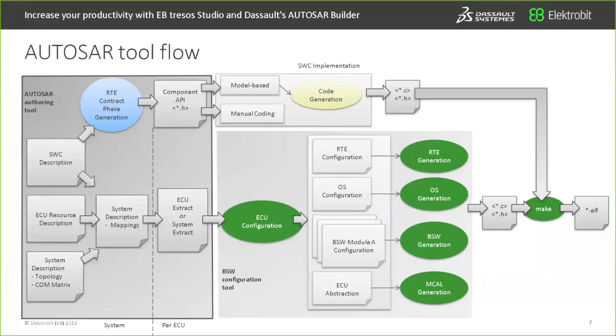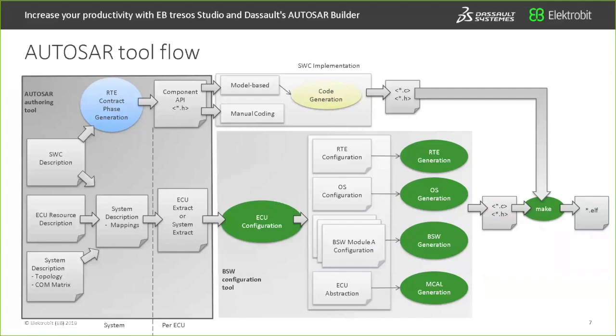Once you have imported the extract, you need to configure your basic software in terms of configuring the RTE, the operating system, the individual basic software modules, and the ECU abstraction components. Once you have done that, you apply the code generators, which will finally generate the RTE, the OS, the basic software, and the microcontroller abstraction layer. So at the end, you get a bunch of C and header files which need to be compiled and linked, and at the end, you get your executable, which you will upload to your target.